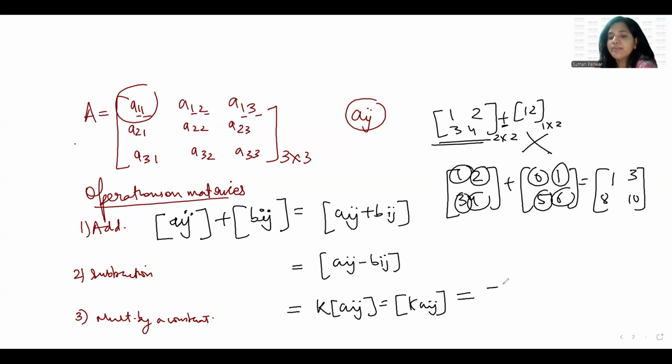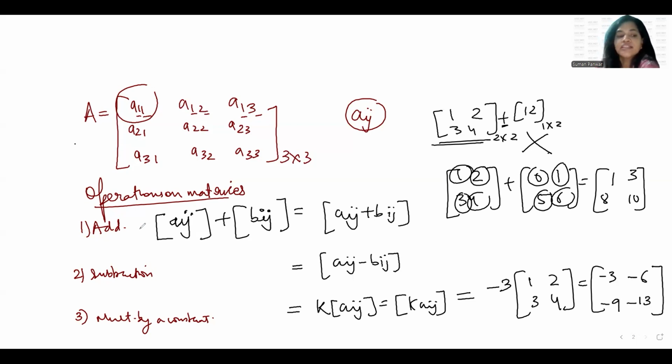Similarly, subtraction is done position wise. And suppose you want to multiply 1, 2, 3, 4 with minus 3. You have to multiply each and every element: minus 3, minus 6, minus 9, minus 12. So these are three operations: addition and subtraction for same order matrices, and multiplication by a constant. You take the constant inside and multiply it with each entry.